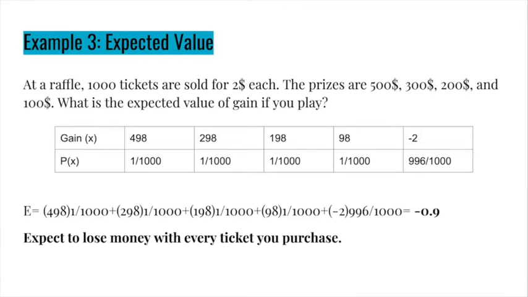Then to calculate the expected value, just as we calculate the mean, we're going to multiply the random variable x by its probability, and then add them all together to find the total mean. So here we see each of those added together to equal -0.9, which means you can expect to lose money with every ticket that you purchase.